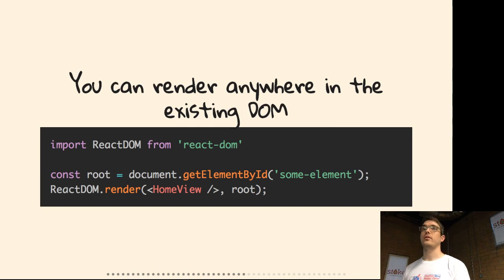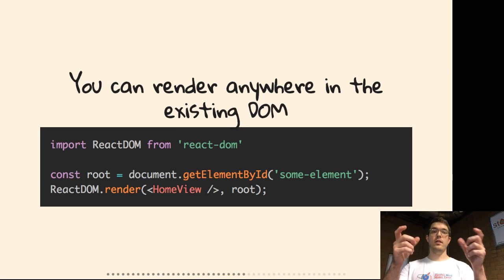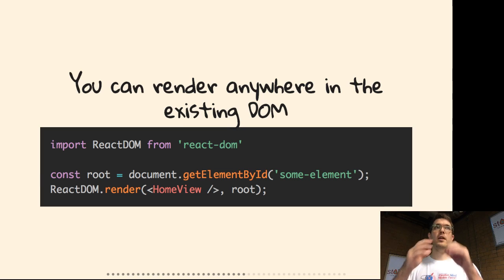You can render anywhere. React just needs to know what element you want to use as your root. So here what's going on is we're getting that element just by the ID, and then rendering a component into that element. And then from there, React builds its whole structure.